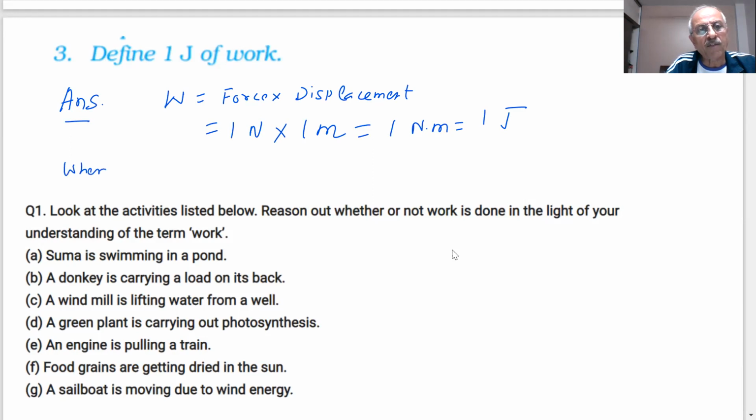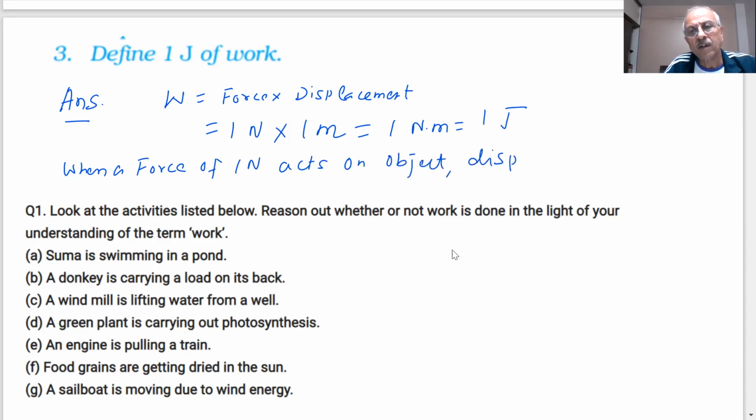So when a force of 1 Newton acts on an object, and the displacement is 1 meter, that will be equal to 1 joule of work. Clear? Yes, sir.